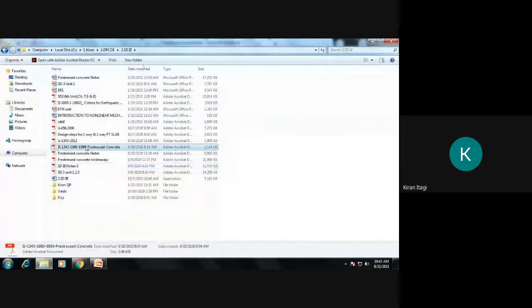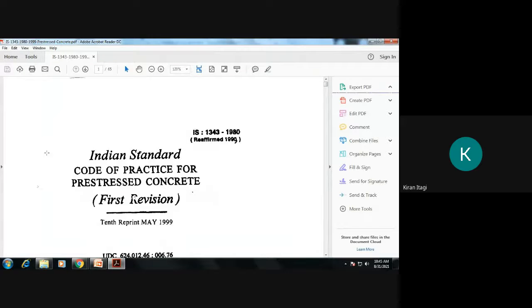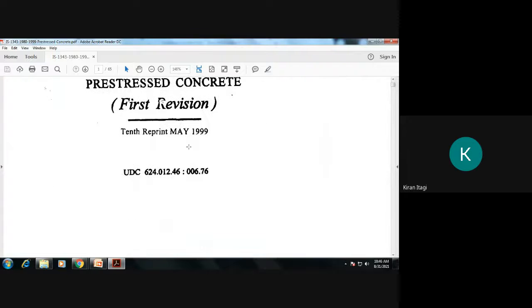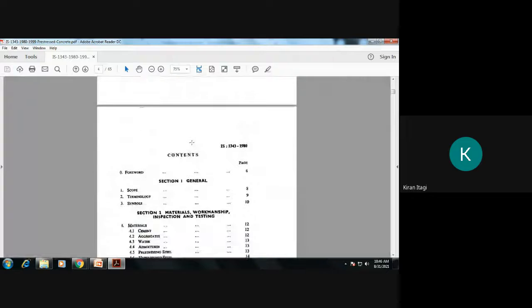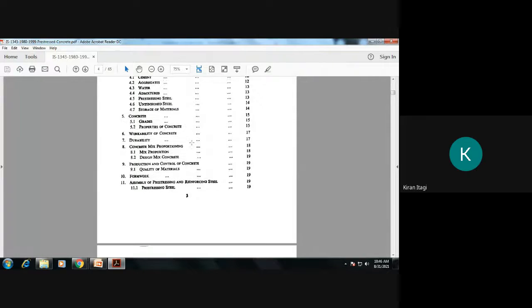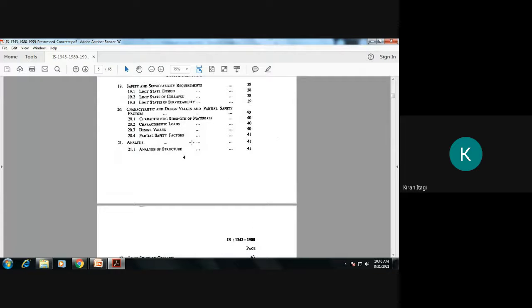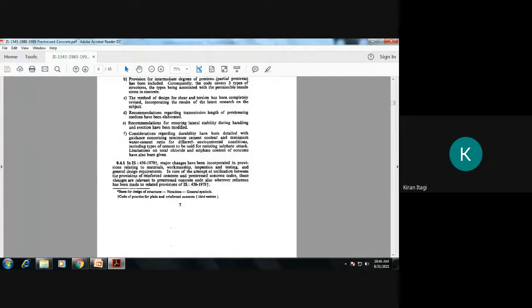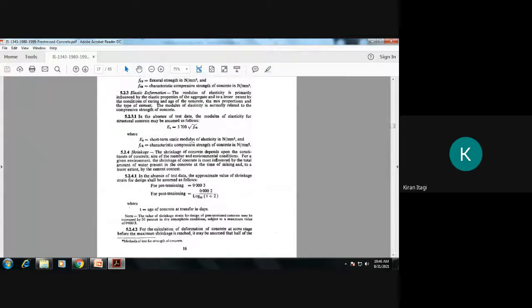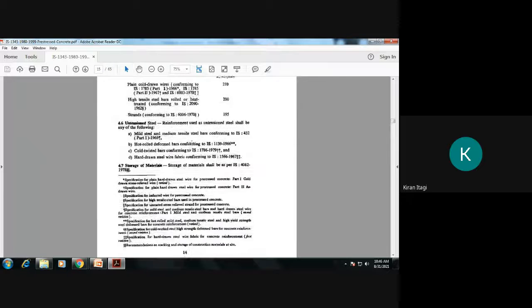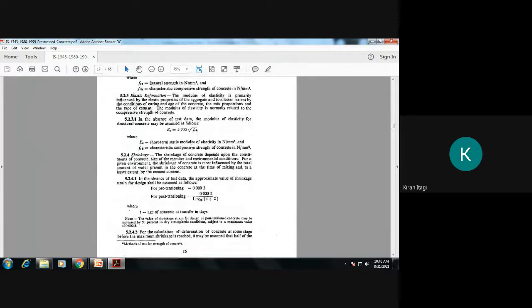Now, we have a code book for this, that is IS 1343, and it is not necessary to remember the formulas if the mode of exam is offline. If it is online, then you have to remember the formulas. On page number 16, some important formulas are there. Better write down the page number, or if you go on solving the numericals, you will come to know.